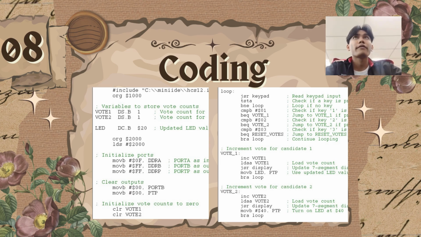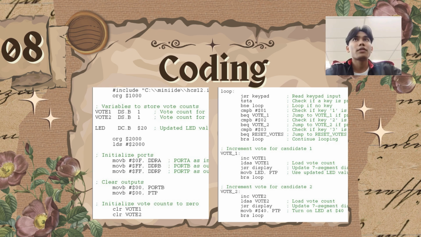For the coding part, at first the library for the mini IDE HCS12 is included, and after that the variable to store the vote count is initialized, and they initialize all the ports that are used in this project, which is port A as input for the keypad, port B as output for the 7 segment display, and port B as an output for the LED.